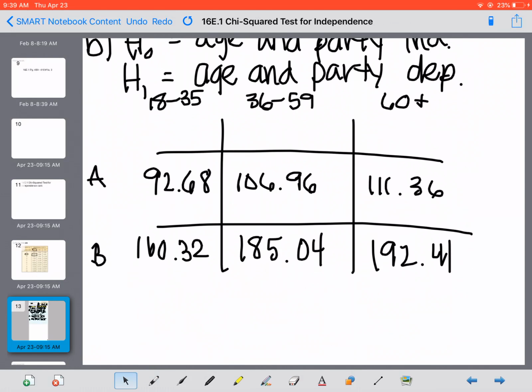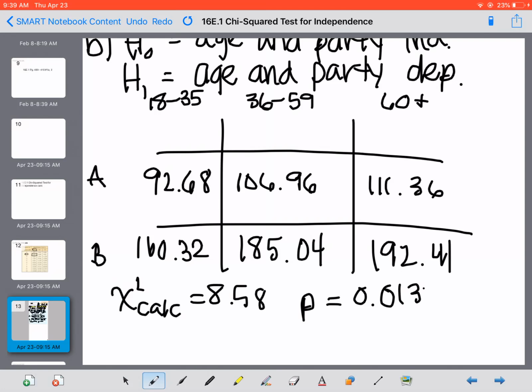Now we need to run our chi-squared test. We're going to go stat, scroll over to test, and scroll all the way down to the chi-squared test, not the GOF, just this chi-squared test. Our observed is matrix A, expected is matrix B, and you hit calculate. We find chi-squared calc is 8.58, and our p-value is 0.0137.